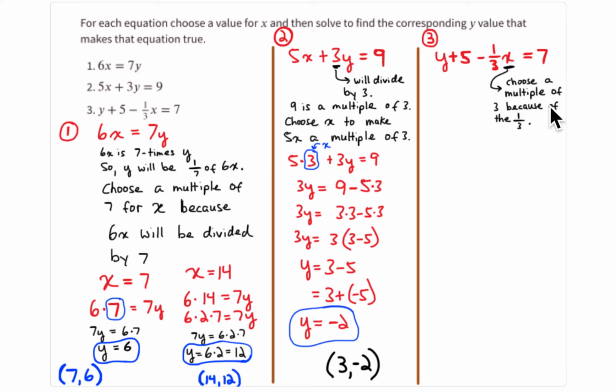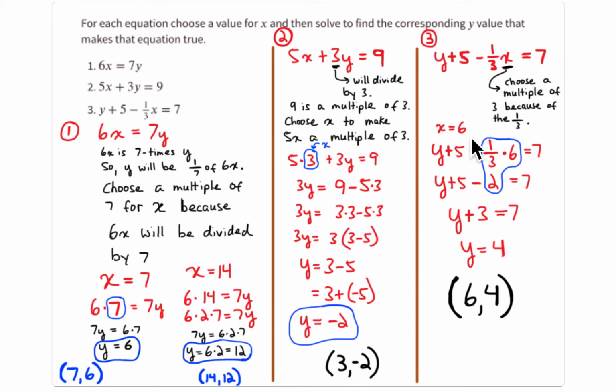I'm going to choose a multiple of 3 because I'm going to multiply x by 1/3. If I choose a multiple of 3, it makes that calculation easier. So I'm going to choose x equals 6, which is 2 times 3. Now we have y plus 5 minus 1/3 times 6 equals 7. 1/3 of 6, and this is why I'm choosing a multiple of 3, is 2. So now we have y plus 5 minus 2 equals 7.